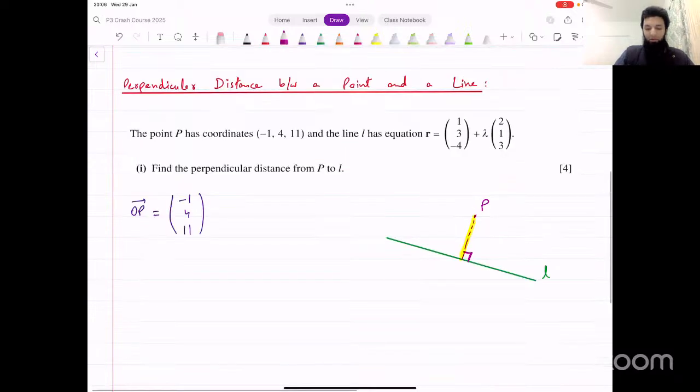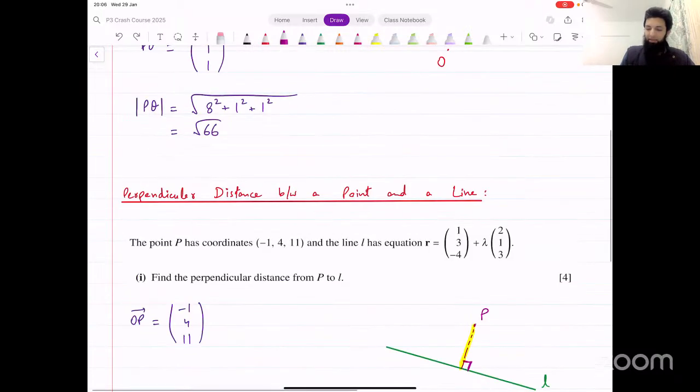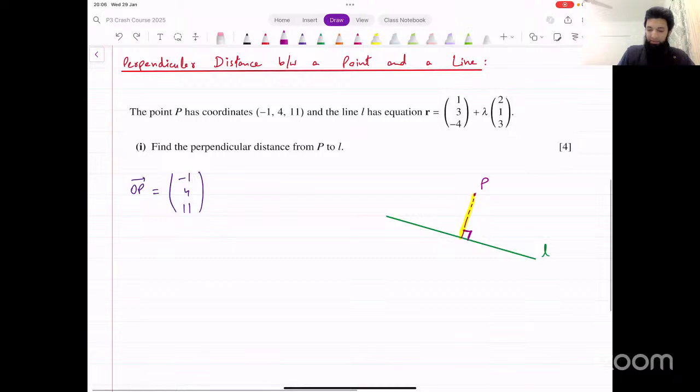Now we already know how to find the distance between 2 points. If we have the 2 points given, we can find that vector and find its magnitude. In this case, if we can somehow find this particular point, let's call this point X, where P is making a perpendicular with the line L, then it will be a simpler problem. We would just have to find the distance between point P and point X, and that we already know how to do, right? The vector PX, if we have that, we can just find its magnitude, and that will give us the perpendicular distance.